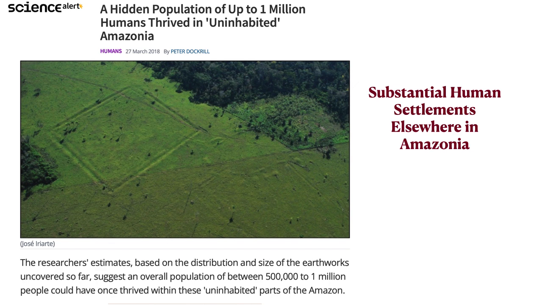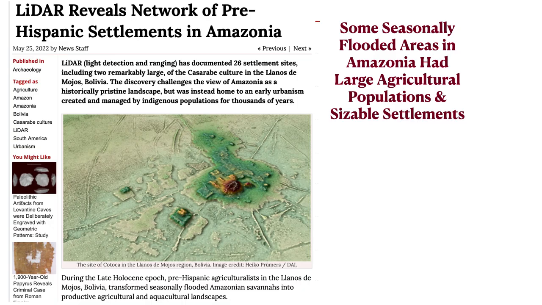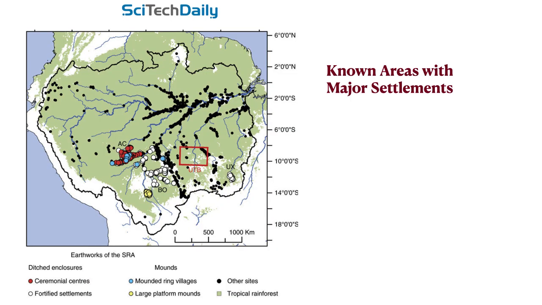So it's interesting here, this Science Alert article saying a hidden population up to 1 million thrived in, quote, uninhabited Amazonia. Well, very, very sparsely inhabited today. So again, here's one with LiDAR reveals network of pre-Hispanic settlements, with causeways and these earthworks with large fields and so on. And just to show you a map, as I said before, a lot of these are on the south side of the Amazon basin, so we could see that with the circle showing ceremonial centers or mounted ring villages, large platform mounds, fortified settlements, and all of these sort of issues.